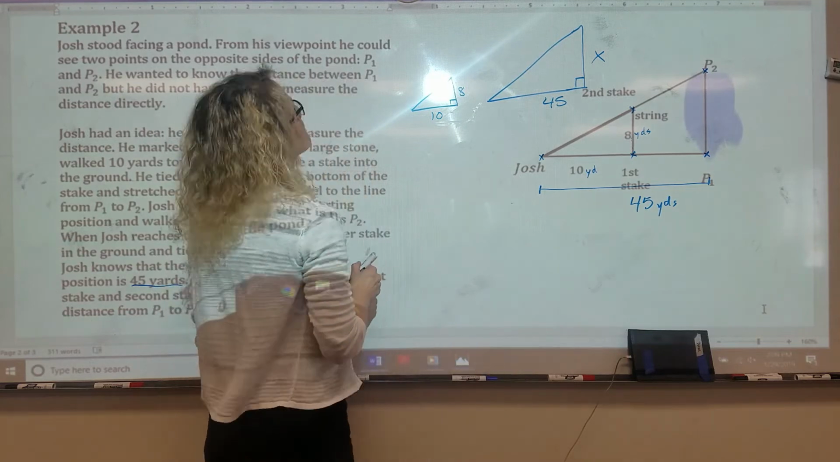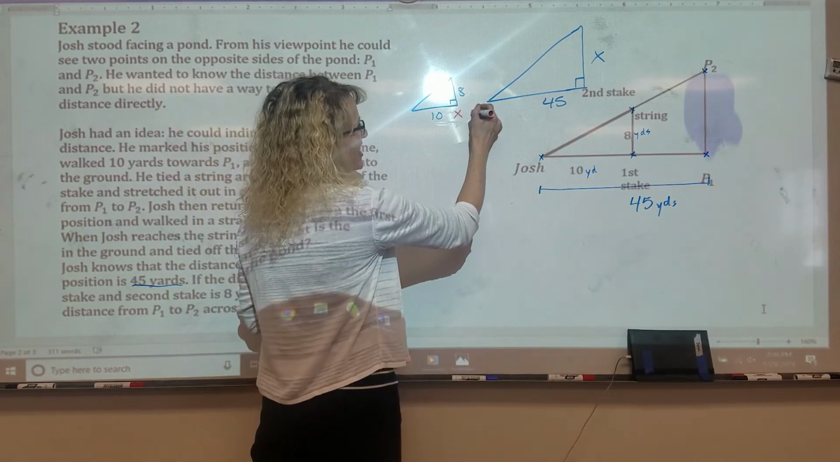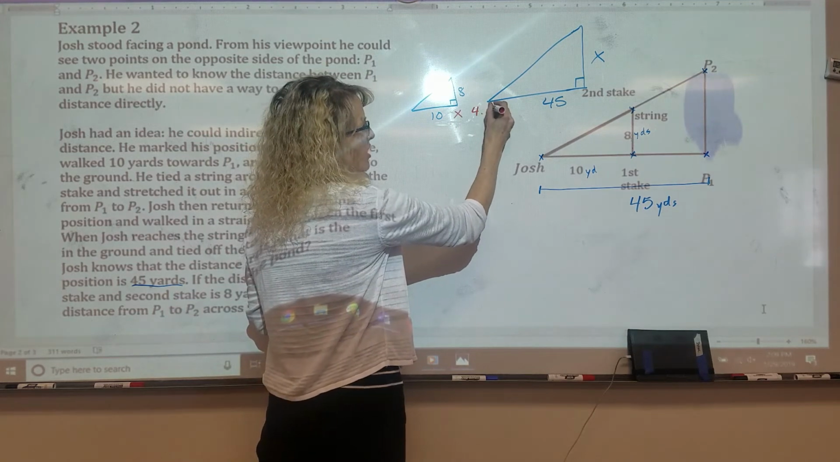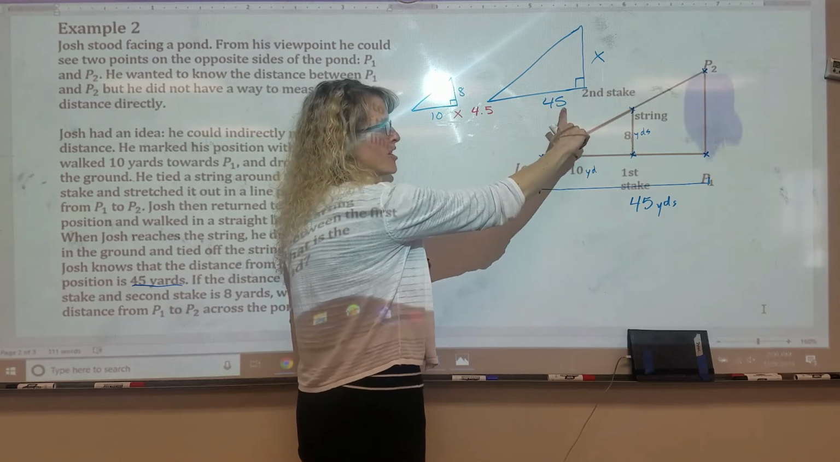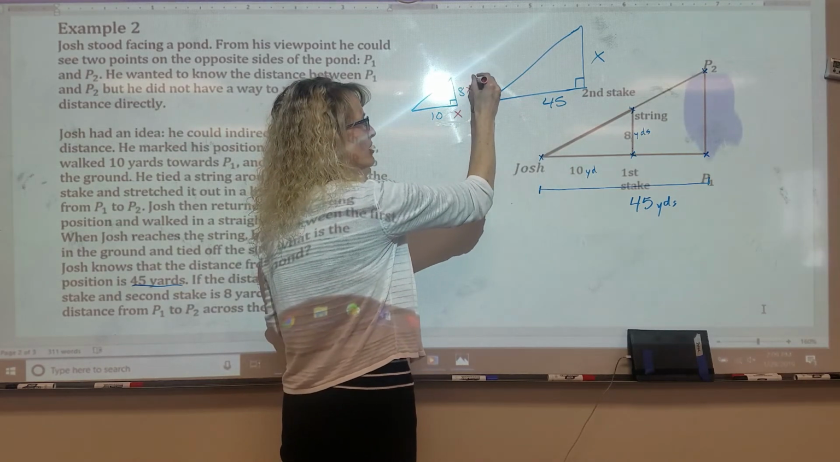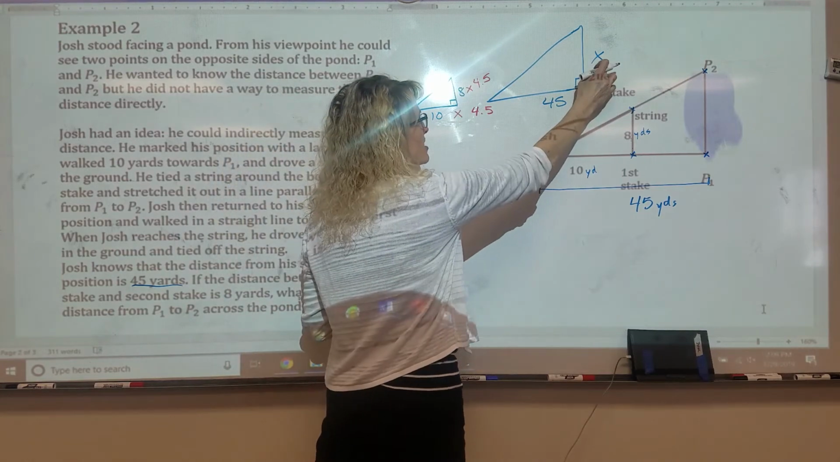Like times 4.5. You're already seeing a scale factor. I like that. You would times 10 by 4.5 to get 45. And you found that by dividing. Can we do it here? Yes, that would be another way to find this one.